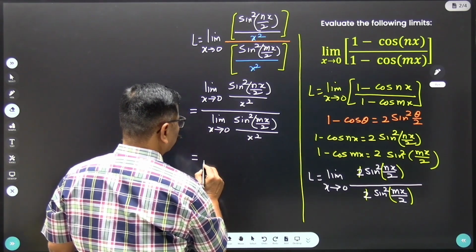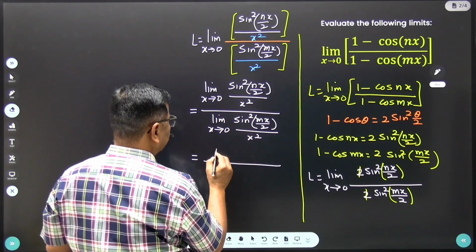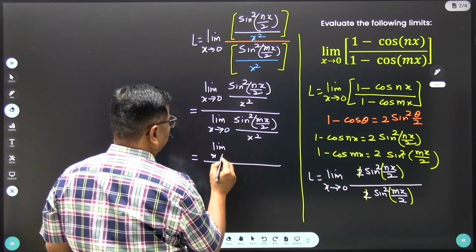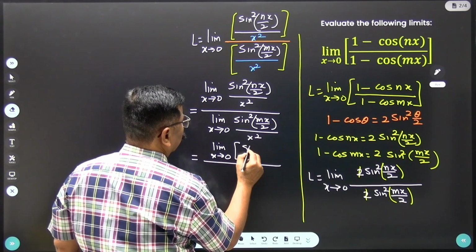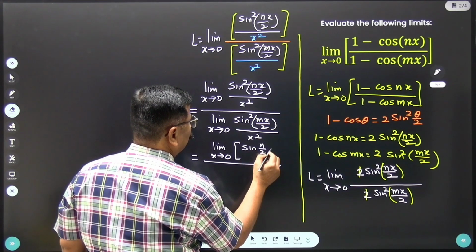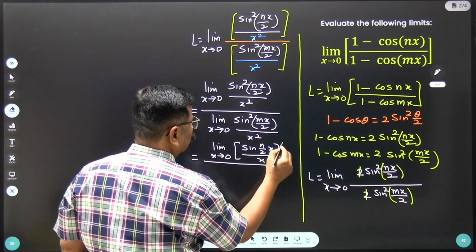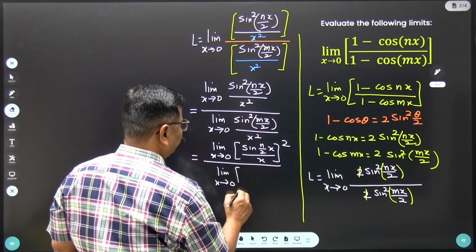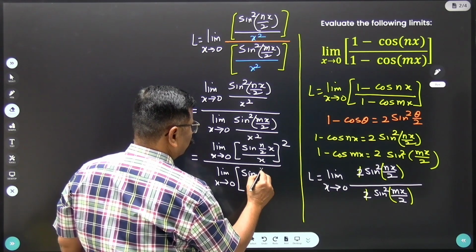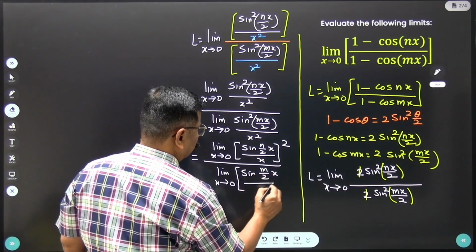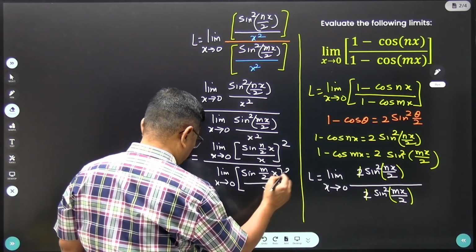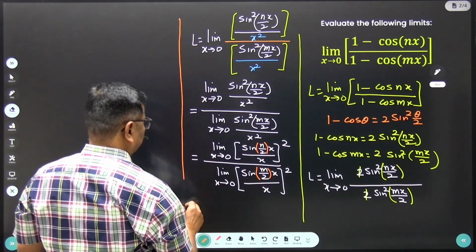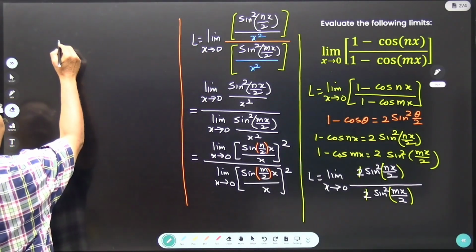So I will take the limit of this expression separately. I will write this as limit x tends to 0, sin(n/2 x) divided by x the whole square, and limit x tends to 0, sin(m/2 x) divided by x the whole square. So now let us simplify this further.